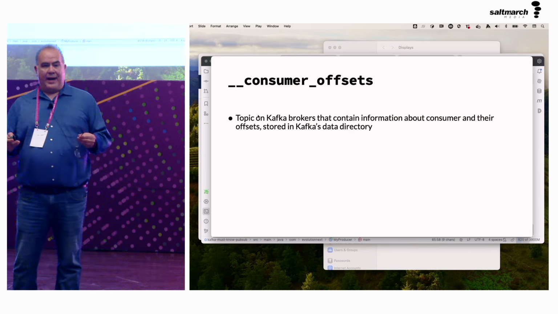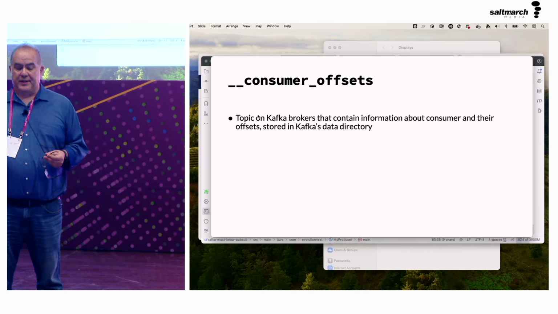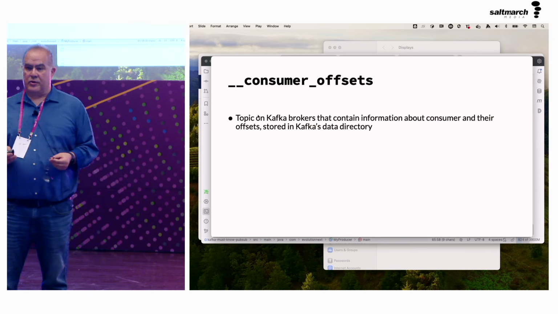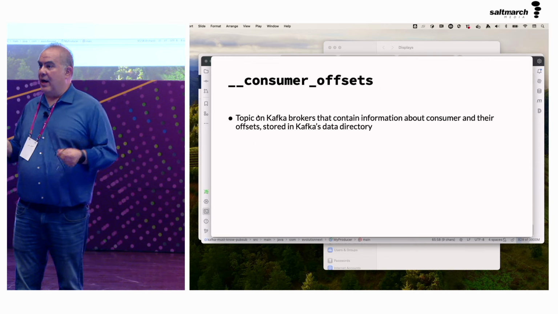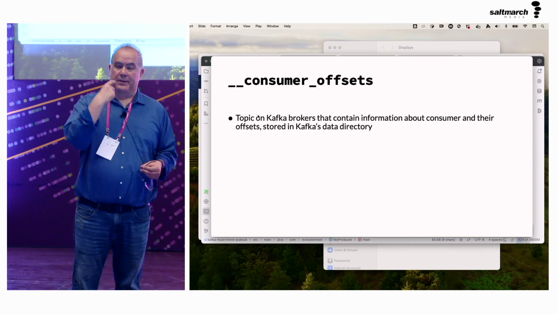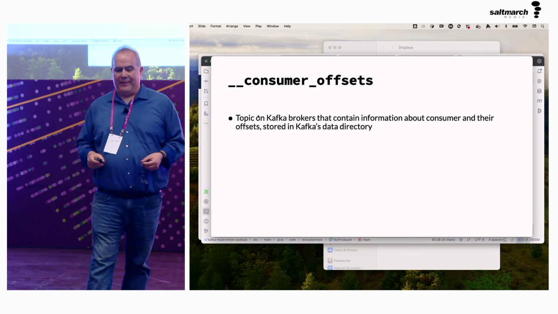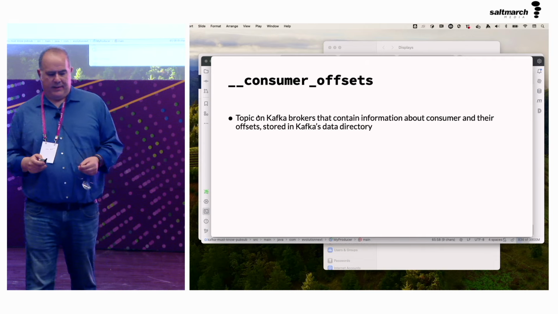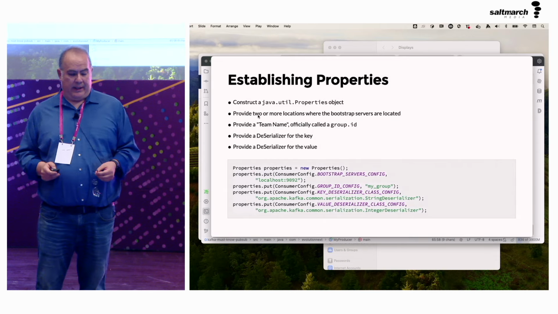Consumer offsets: as I am ingesting the information, I want to mark those offsets. Kafka will do that for me under __consumer_offsets. That is a topic that's automatically created. Topics that start with an underscore are called internal topics, meaning they're not meant for public use, but Kafka uses them internally to manage everything.